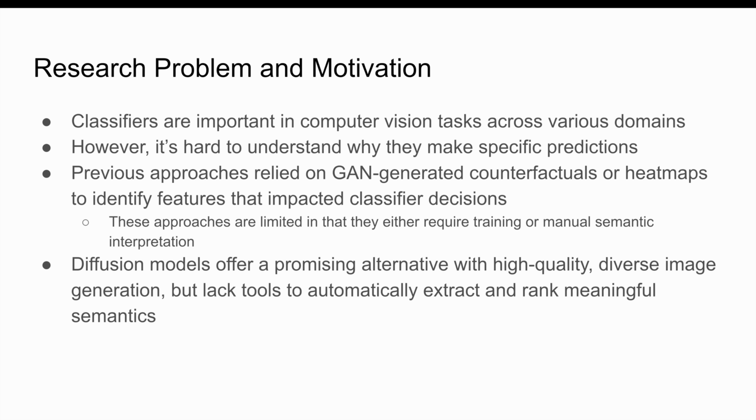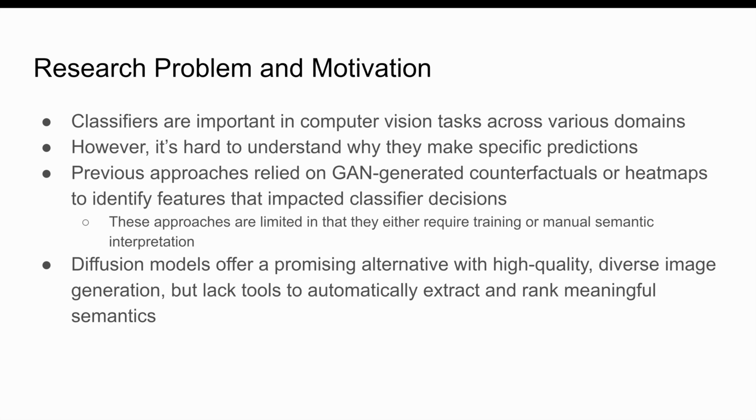Classifiers play a critical role in computer vision, powering tasks across a wide range of domains. But despite their effectiveness, it's often difficult to understand why they make certain predictions. In the past, researchers have turned to methods like GAN-generated counterfactuals or heat maps to pinpoint features influencing a classifier's decision. While useful, these approaches come with limitations. They often require additional training or depend heavily on manual interpretation of the results.